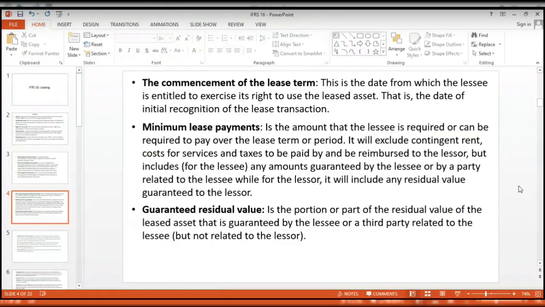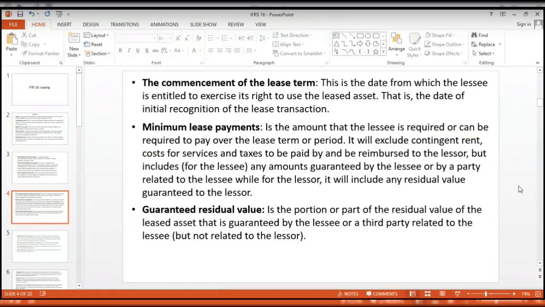Then we have the minimum lease payment. It's the amount that the lessee is required or can be required to pay over the lease term or period. The amount that the lessee is required or can be required to pay is what we call the minimum lease payment. It will exclude contingent rent, that is, if there's anything contingent inside, costs for services and taxes to be paid by and be reimbursed to the lessor. These are the things that are not part of the minimum lease payment, but it includes for the lessee any amounts guaranteed by the lessee or by a party related to the lessee, while for the lessor, it will include any residual guaranteed to the lessor. So when we talk about all this explanation, what they are saying is, what is it that represents the payment over the lease?